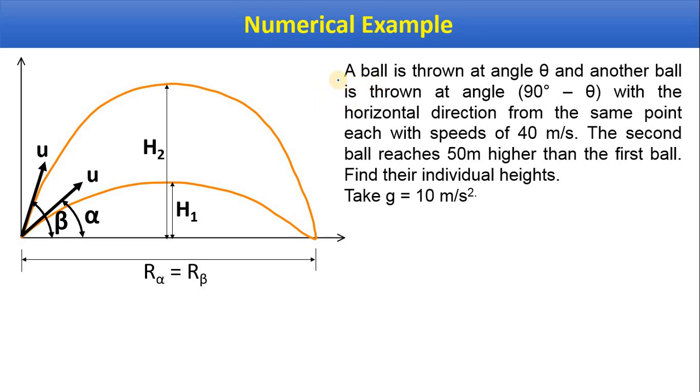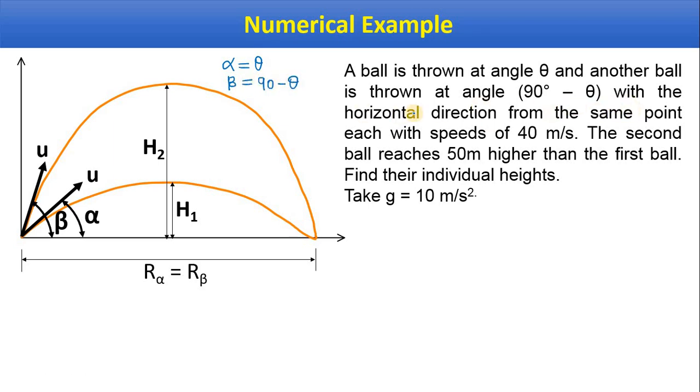Let us solve this numerical problem. A ball is thrown at an angle theta and another ball is thrown at an angle 90 minus theta. Notice these two angles. These two angles are complementary angles. So here alpha and beta are two angles shown here. So alpha can be taken as theta. We can say that angle alpha is theta and angle beta is 90 minus theta.